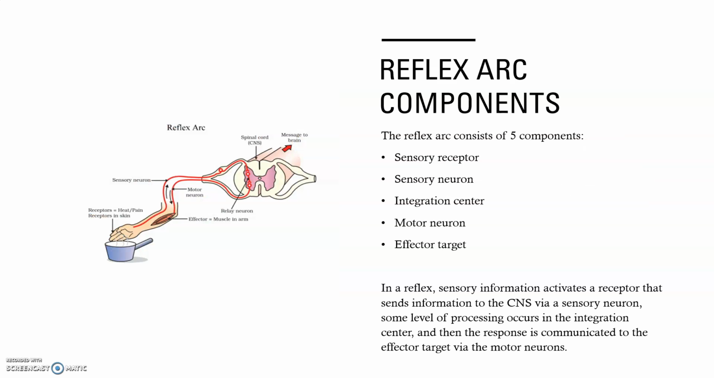There are several reflex arc components. There is the sensory receptor, the sensory neuron, the integration center, the motor neuron, and the effector target. In a reflex, sensory information activates a receptor that sends information to the central nervous system via a sensory neuron. Some level of processing occurs in the integration center, and then the response is communicated to the effector target via the motor neurons.